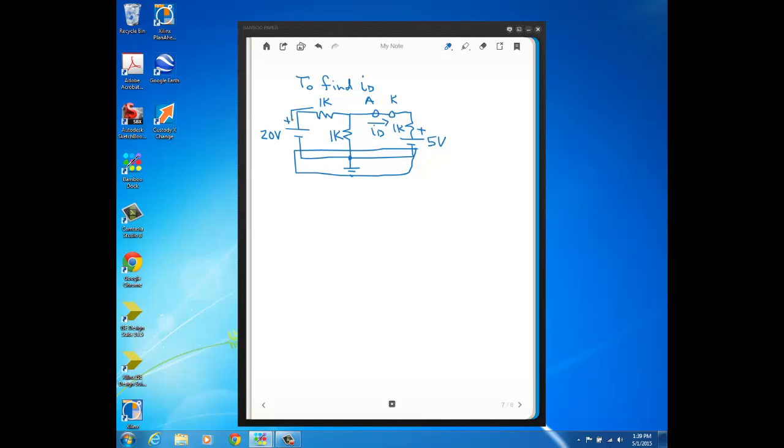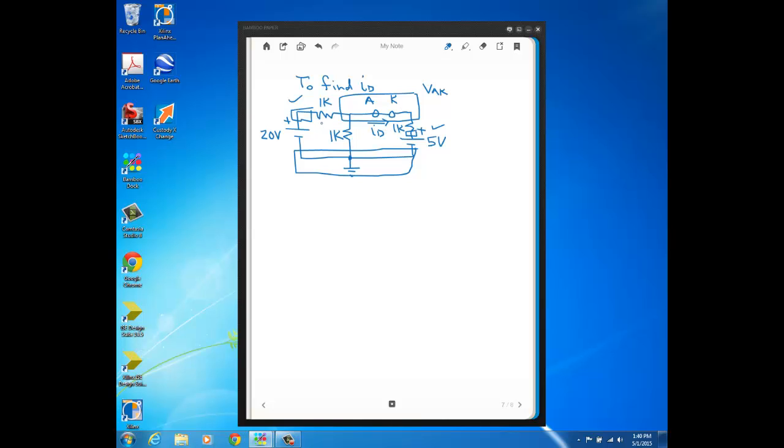This node over here is known, 20 volts. This node here is known, 5 volts. So we're just left with this one node that I'll call VAK. Remember, when there's a short, it makes it all the same node. When there was an open here, we had a node on each side of the open. But once you put a short, this all becomes the same node.